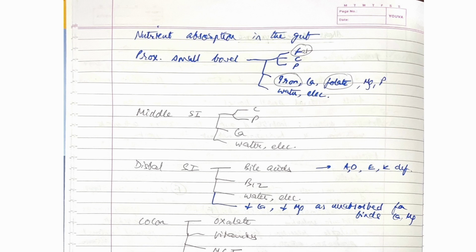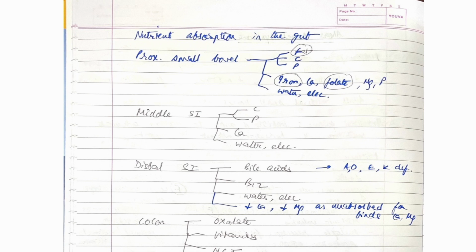Distal small intestine, especially the last 60 centimeters, is for absorption of bile acids and B12, and therefore a resection of more than 60 centimeters of terminal ileum requires the patient to have lifelong vitamin B12 IM, that's 1 milligram IM once a month for life.